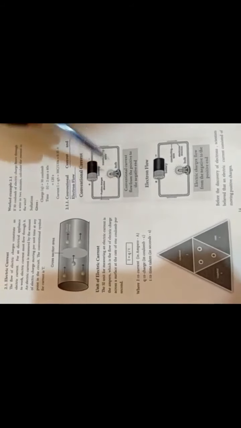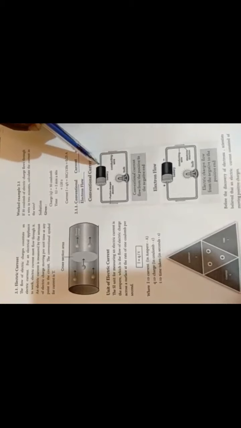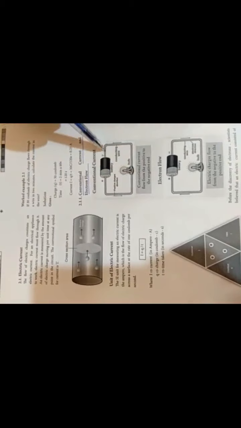Next, the negative portion of the bulb, the negative charges, connect to the negative battery symbol. The positive charges only are converted to the current. So this is called the conventional current.